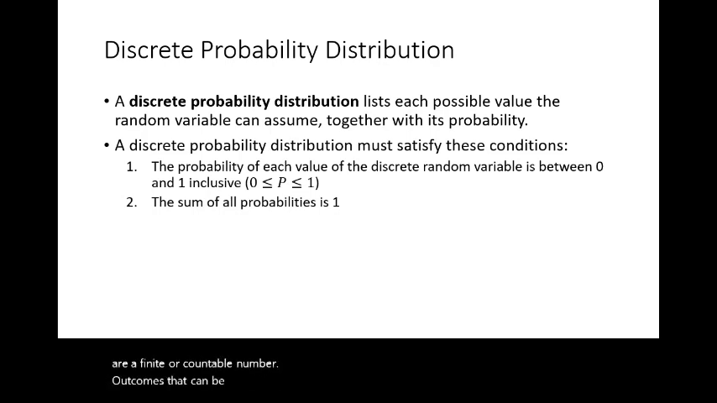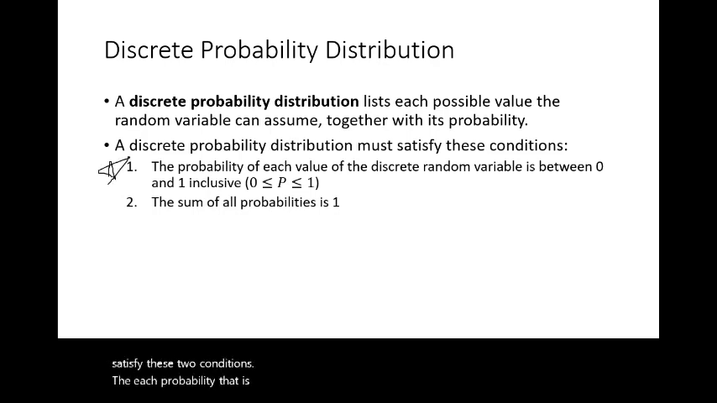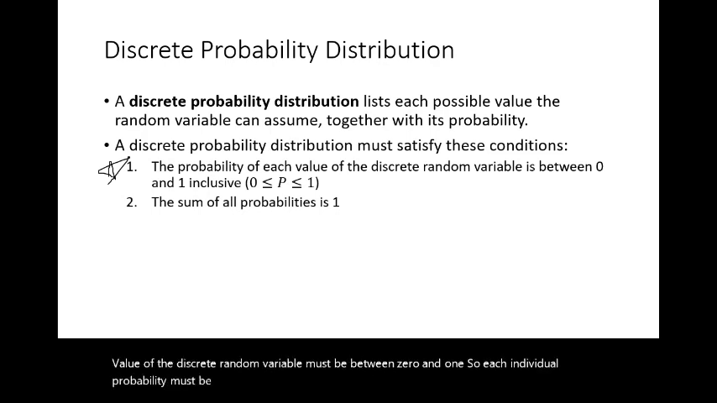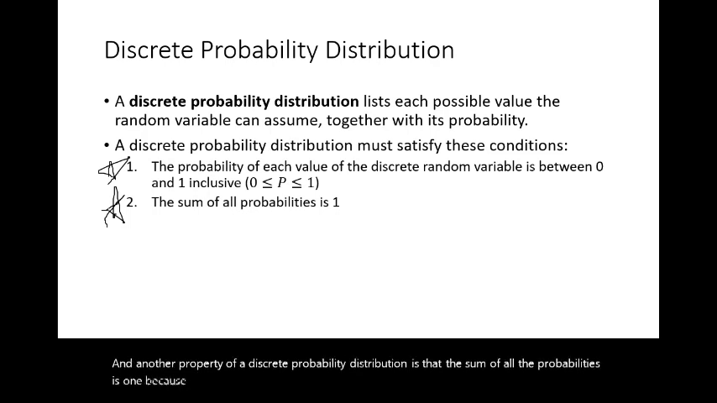So in order for a discrete probability distribution to be constructed correctly, it does have to satisfy these two conditions. Each probability that is associated with each value of the discrete random variable must be between 0 and 1. So each individual probability must be some fraction or decimal between 0 and 1. And another property of a discrete probability distribution is that the sum of all of the probabilities is 1. Because remember, all probabilities in a sample space have to add up to 1 or 100%. So all of those probabilities do need to add up to 1.